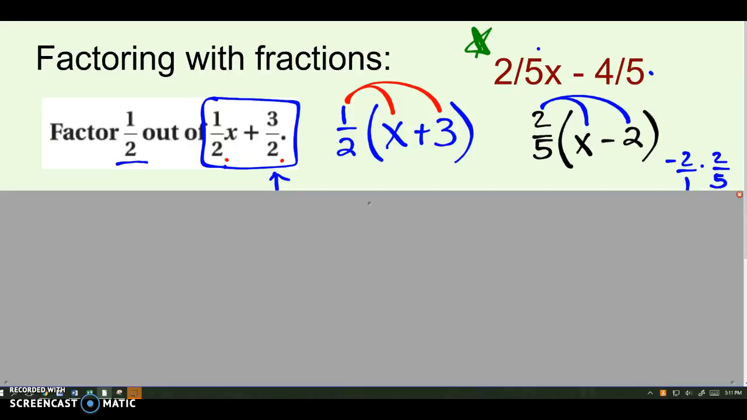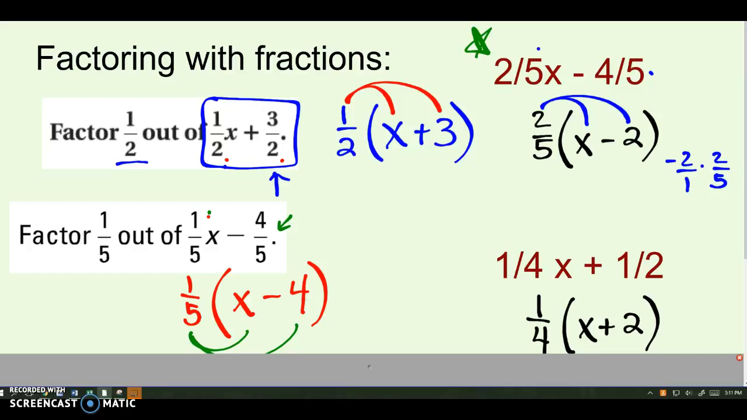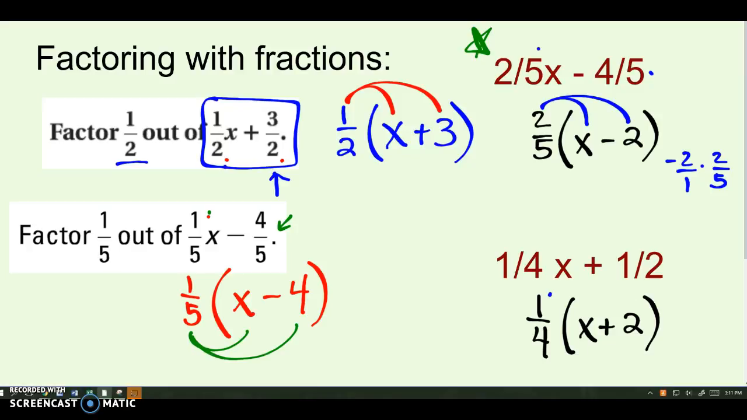That's what I wanted. And in this one, pull out the 1/4. And then let's check it. 1/4 times x gives you 1/4 x. And 1/4 times 2, well, 2 times 1/4 gives you 2/4, or that simplifies to the 1/2. So you might have to think a little bit about common denominators and how many of those fractions it takes. But we'll do more practice with this in class 2.